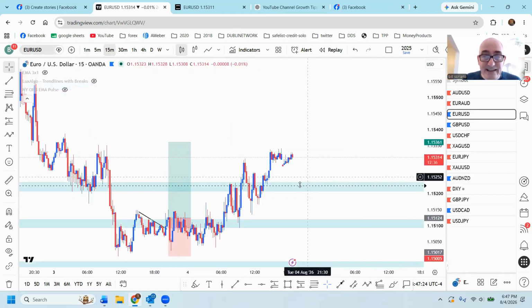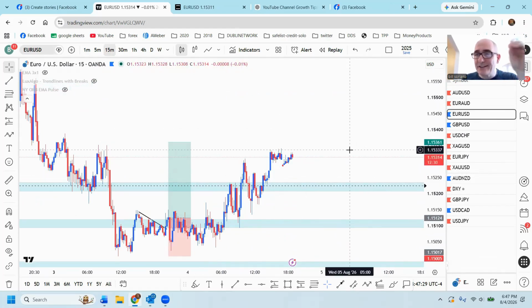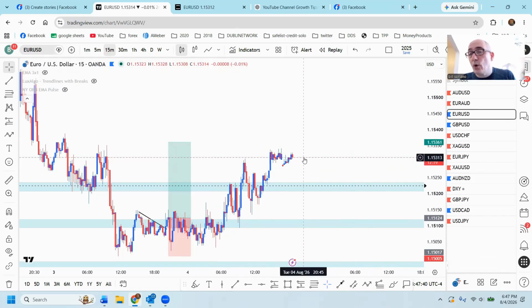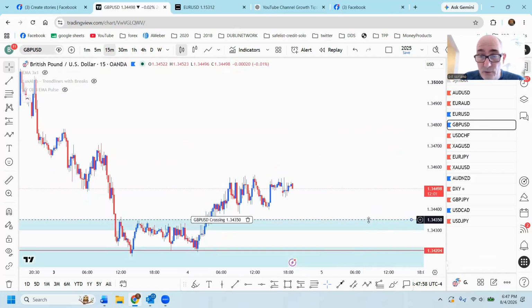EUR USD is bullish. We took this trade as well, and we won it. I got out of this trade right before the rollover, right before end of day, like 4:55 p.m. I was close enough to my target to get out of it, and I didn't want to hold it over the rollover period. I got about a 1 to 1.65 on this or something like that. This is bullish. We're looking for price to come back to this zone here at 1.15225. GBP USD is also bullish, and we are looking for price to come back to 1.34350.